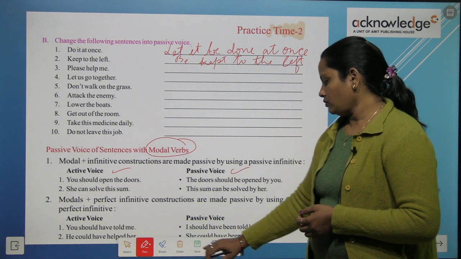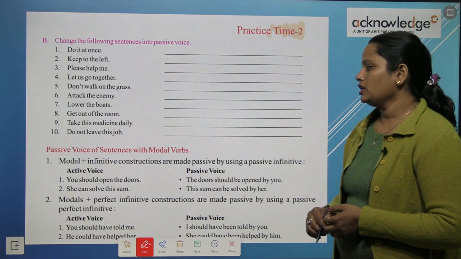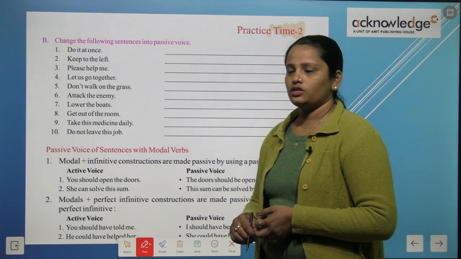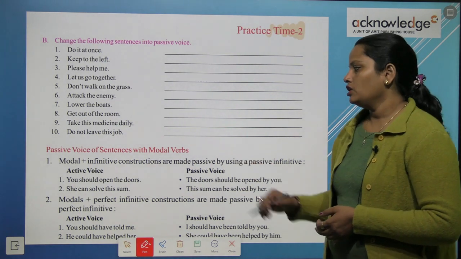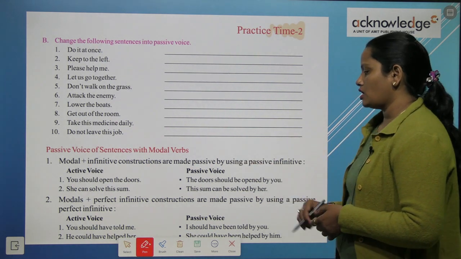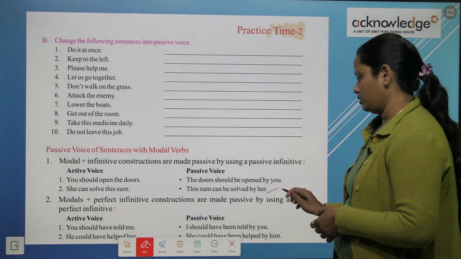Here you can say: You should open the doors. So: The door should be opened by you. She can solve the sum. The sum can be solved by her.